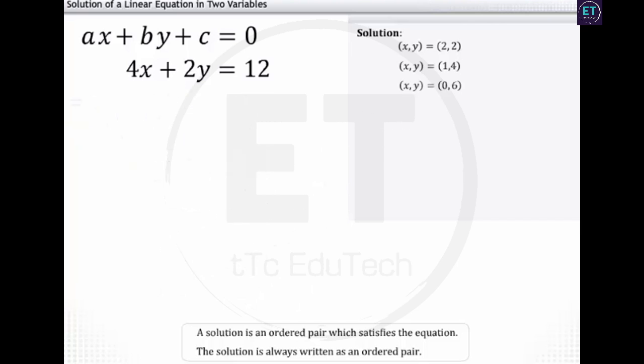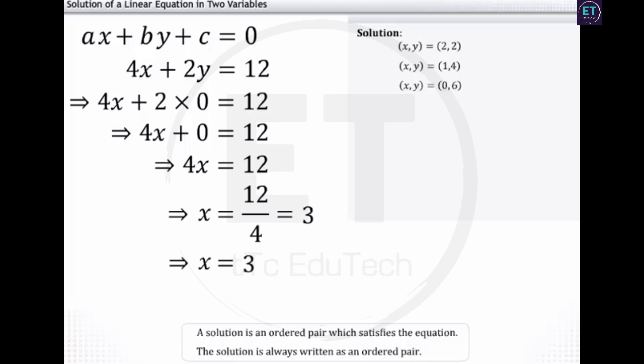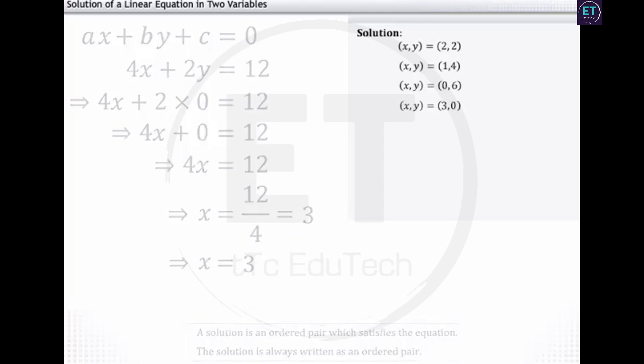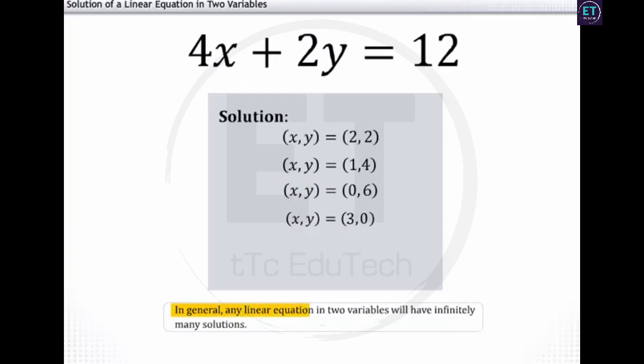We can try it out with y substituted as 0. Let's see how the calculation is done. Now you can say that the ordered pair 3, 0 is another solution for the equation. Now the solutions of the equation are: in general, any linear equation in two variables will have infinitely many solutions.